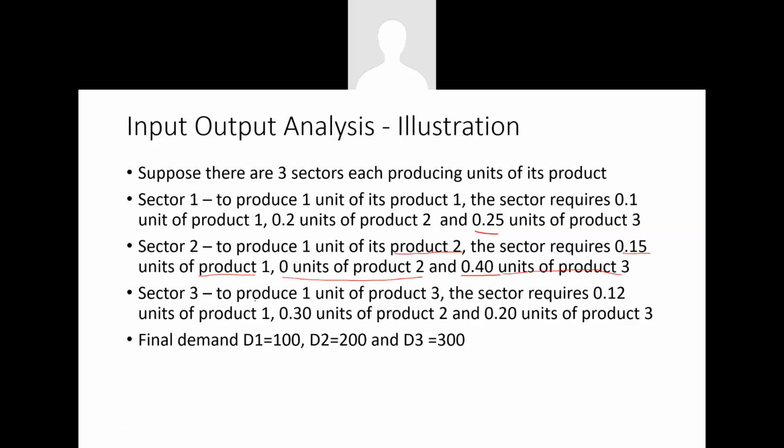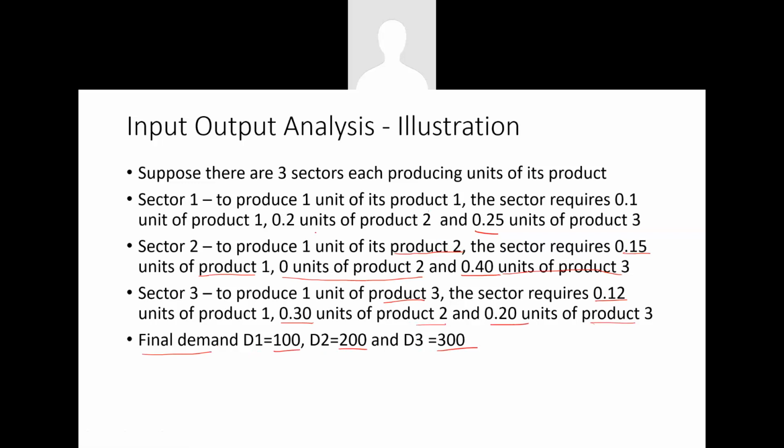Now there is another sector 3. It is producing the third product, product 3. To produce 1 unit of that product, this sector requires 0.12 unit of product 1, and it requires 0.30 units of product 2, and it requires 0.20 units of its own product, that is product 3. Now these constitute the input demand or the internal demand. In addition to that, there is consumption demand, final demand, where for product 1, the demand D1 is equal to 100. For product 2, demand is equal to 200. For product 3, the demand is equal to 300. So this is the information that we have.